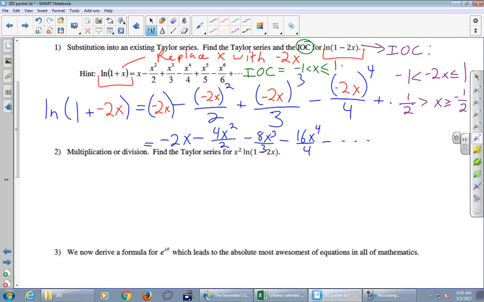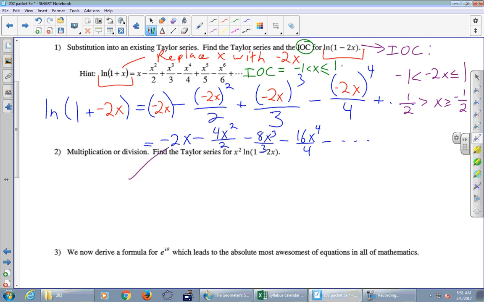Okay, next one. So sometimes you can make a brand new Taylor series by multiplying or dividing. So this one says find the Taylor series for x squared ln of 1 minus 2x. Now ln of 1 minus 2x is the Taylor series we just created, right? And so what do you think we're going to do to this Taylor series to create the new Taylor series? We're going to multiply everything by x squared. That's it. Let's multiply everything, all that blue stuff, by x squared.